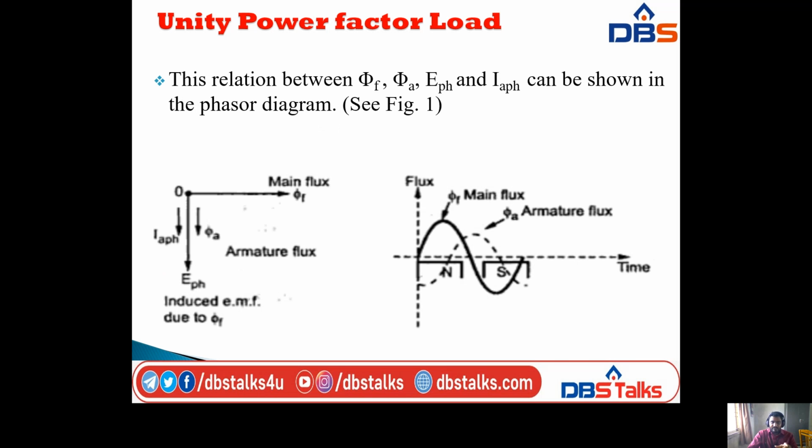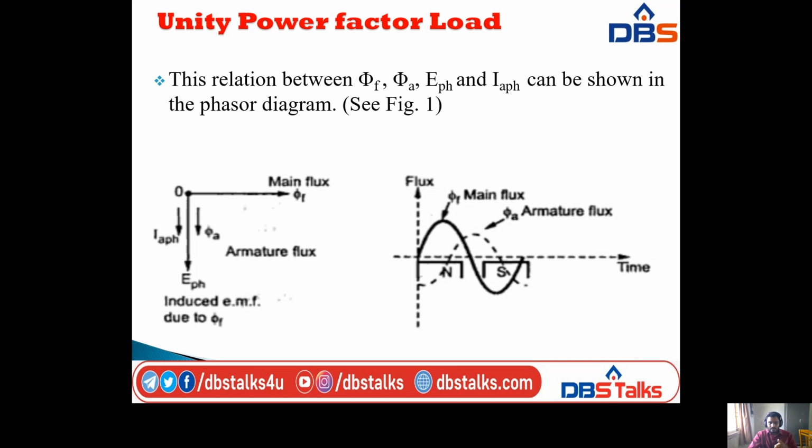Here we have two diagrams. On the right side we have the armature reaction concept. Here I am taking two poles, one north pole and another south pole. The characteristic diagram is drawn between flux and time t. It is a sine wave consisting of main flux and armature flux. This thick sine wave gives the main flux, and the dotted waveform gives the armature flux wave.